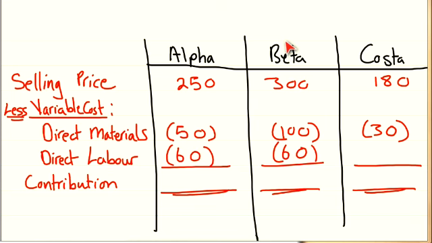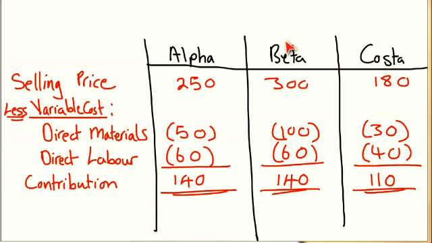60, and 40. Alright, so what's my contribution here? 250 minus 50, that's 200, that's 140 here, that's my contribution. The next one, that's 140, because it's 160, 300 minus 160, which gives us 140. This is 180 minus 70, which gives us 110.